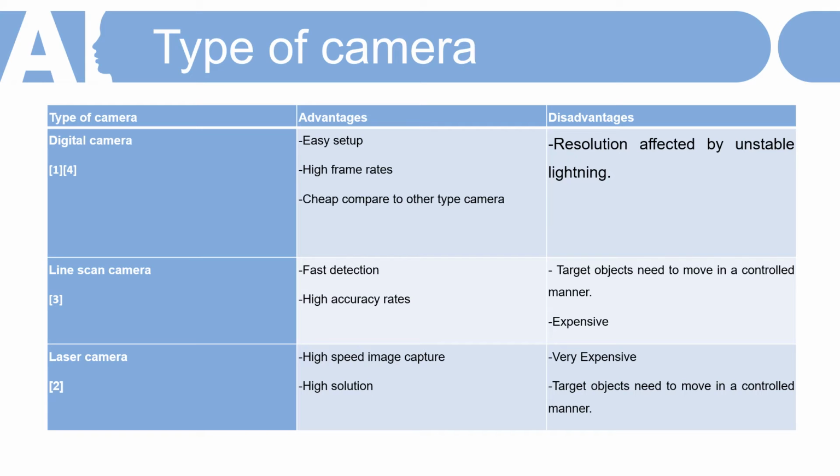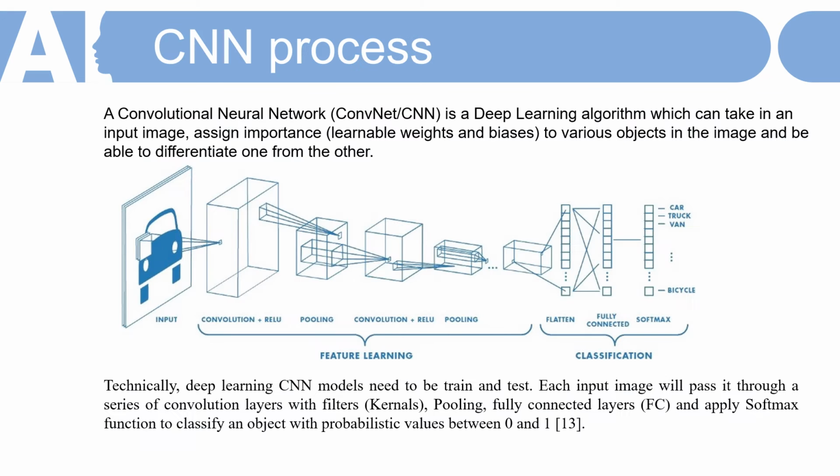Last is the laser scan cameras. The advantages are high speed image captures and high resolution, but it is very expensive and the target object need to move in a controlled manner. CNN process. A CNN is a deep learning algorithm which can take in an input image, assign importance to various objects in the image, and be able to differentiate one from the others. Technically, deep learning CNN model need to be trained and tested. Each input image will be passed through a series of convolution layers with filter, pooling, fully connected layers, and apply softmax function to classify an object with probabilities values between 0 and 1.